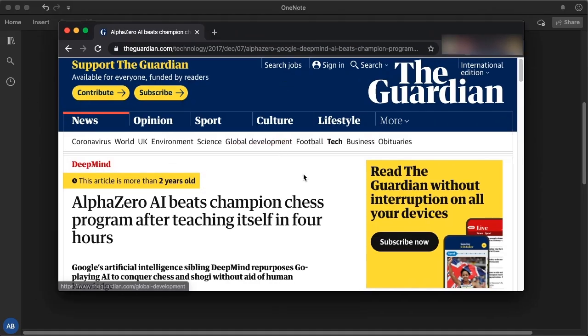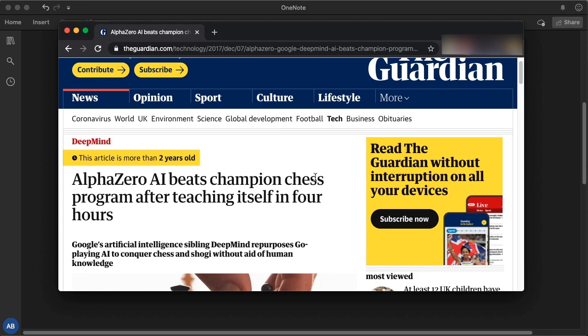Now, I don't know about you, but another application of this, and this was 2 years ago, was AlphaZero. And what this machine learning algorithm did was actually beat the world champion in chess after teaching itself in 4 hours. Look at that. It was designed and implemented by Google's AI sibling, DeepMind.